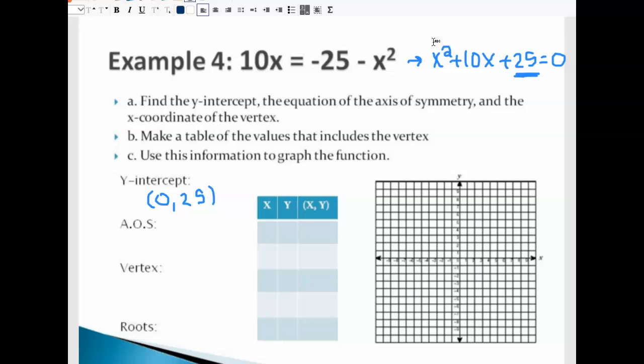Find the equation of the axis of symmetry. Well, that's x equals h, where h is negative b, so negative 10, divided by 2a, so 2 times 1. Negative 10 divided by 2 is negative 5. So that tells me that this graph is symmetric through x equals negative 5.